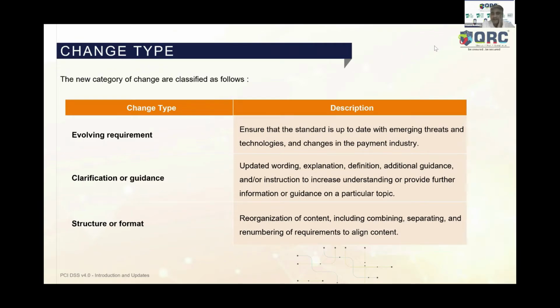The structure or format change is reorganizing the content, because sometimes they merged a few of the statements and requirements in the standard, and separated certain things. It is just a structural or formatting change, nothing major, and ultimately the intent of the standard remains the same. So these are the types of changes: evolving requirements, clarifications or guidance provided, and structure or formatting changes.